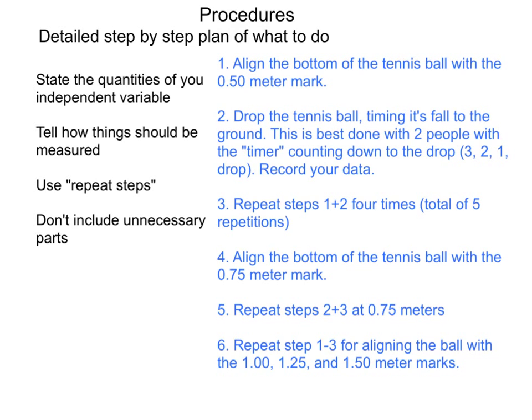And then coming on down, align the bottom of the tennis ball with a 0.75 meter mark. All right, repeat steps 2 and 3. That's dropping and then redoing, right? So repeat steps 2 and 3 for the 0.75. And then, here we come again. Go to the 1, redo all of this, right? Go to the 1.25, redo. Go to the 1.5 and redo.